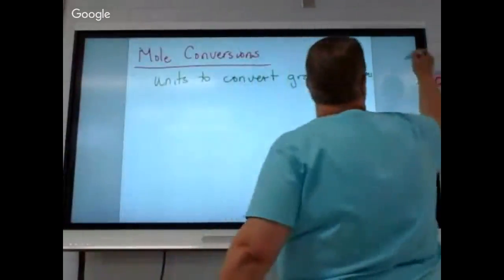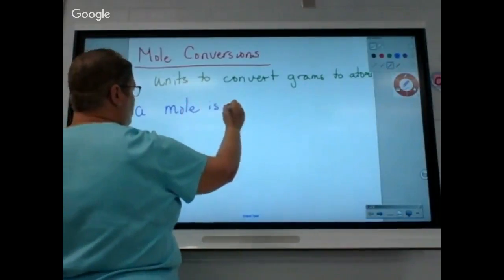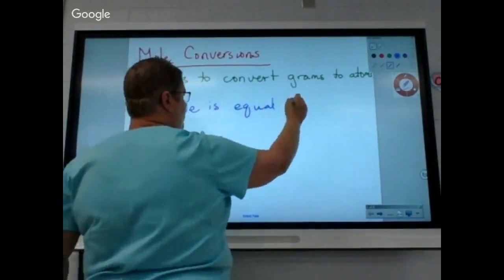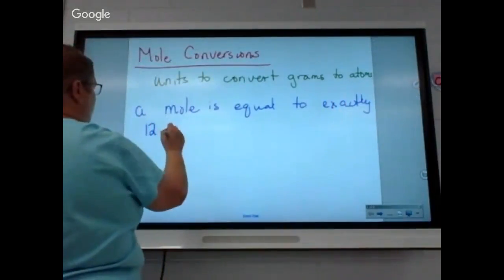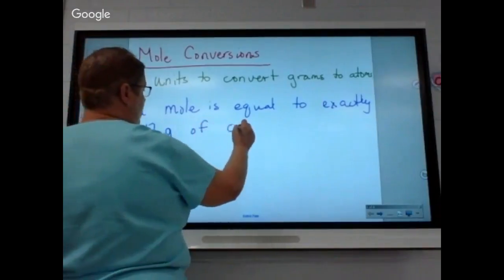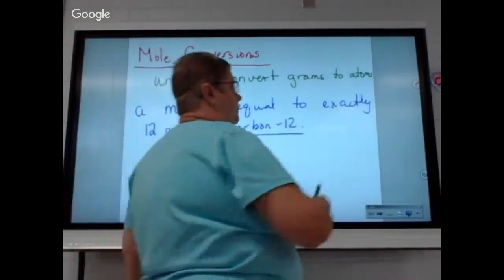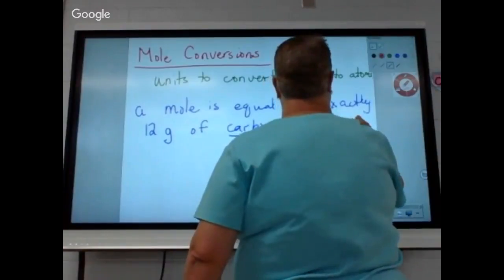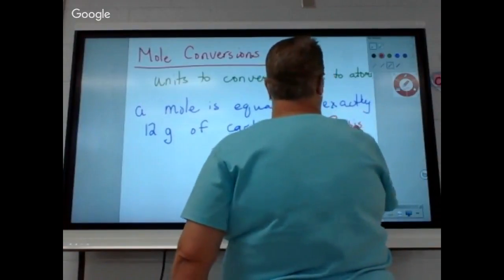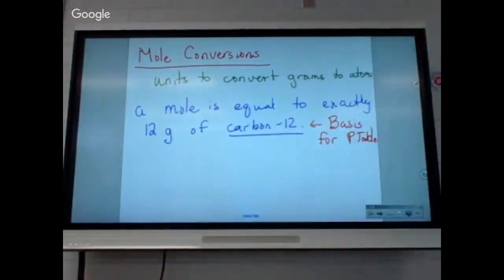Okay? Now, a mole is equal to exactly 12 grams of carbon 12. Now, it is the basis for the periodic table. All right, carbon-12 is the basis for the periodic table.